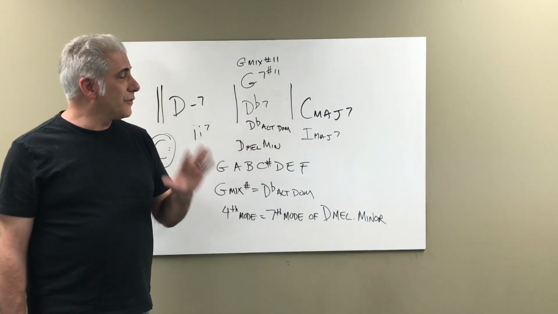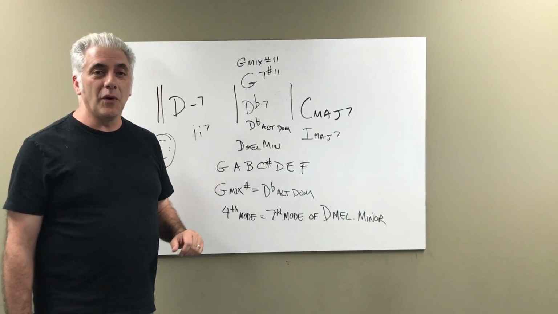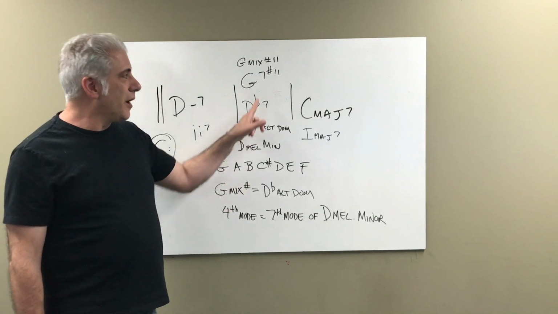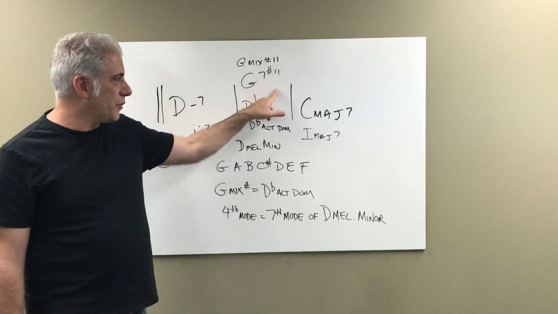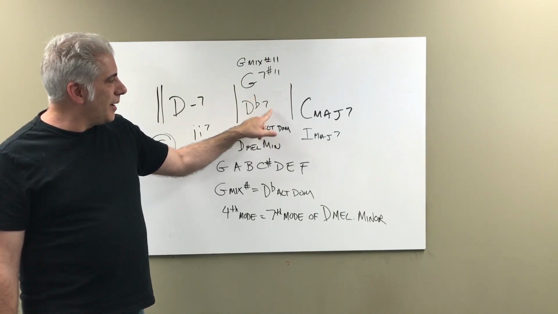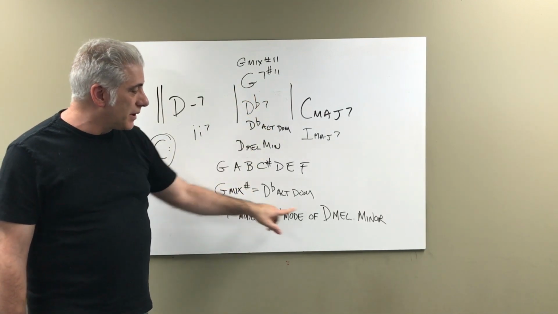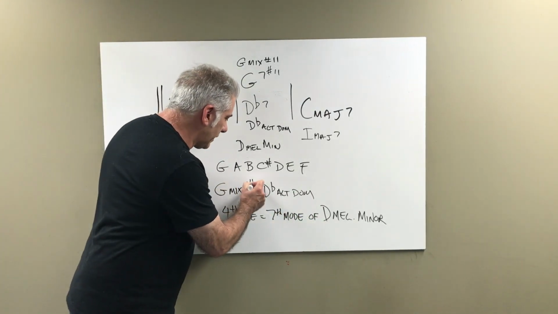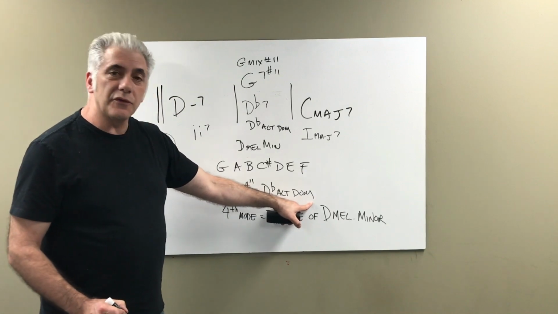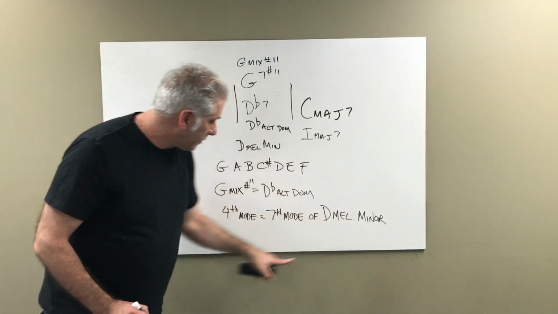Okay, here's the tricky part. There's two functions of this tritone sub. One of them is from an unaltered or mixed sharp 11 G7 chord, which the tritone sub comes from the D melodic minor scale. So here it is. G mixed sharp 11 equals D flat altered dominant. They're both from D melodic minor.